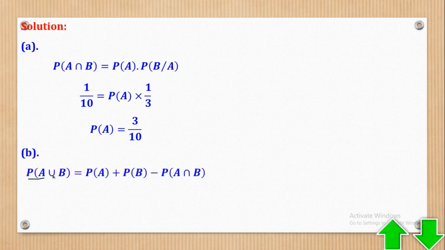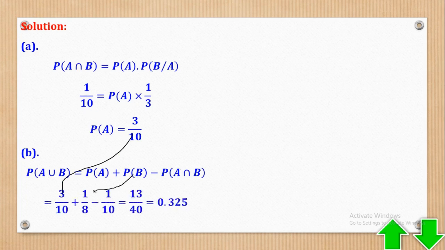So probability of A union B is equal to probability of A plus probability of B minus probability of A intersection B. Then when I substitute for probability of A, probability of B, and probability of A intersection B, I'll come up with 13 over 40. So that was part B. Now we shall go to part C.